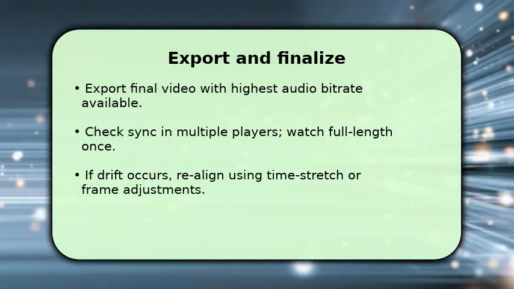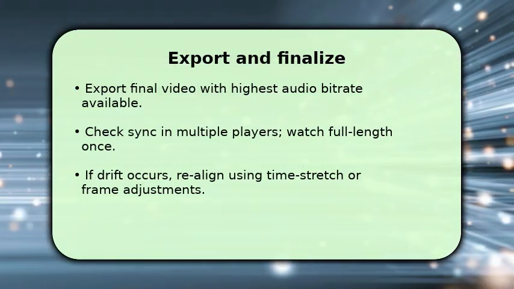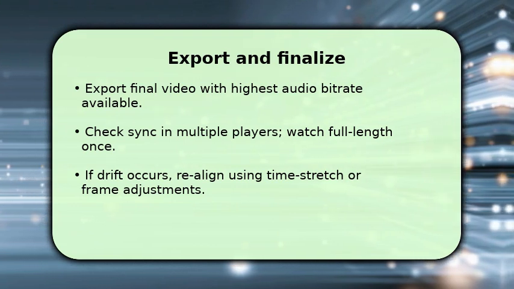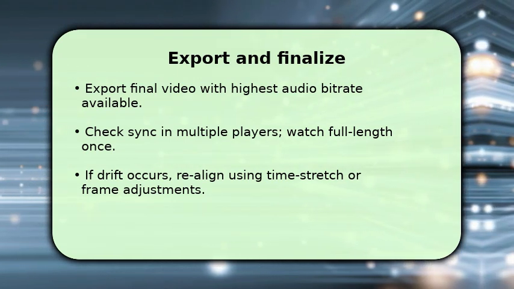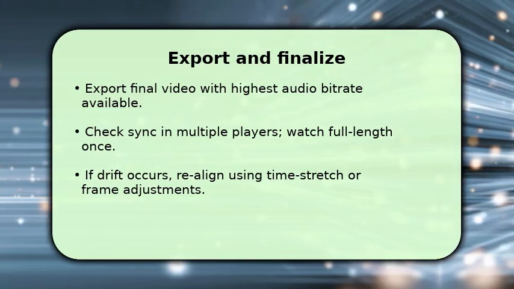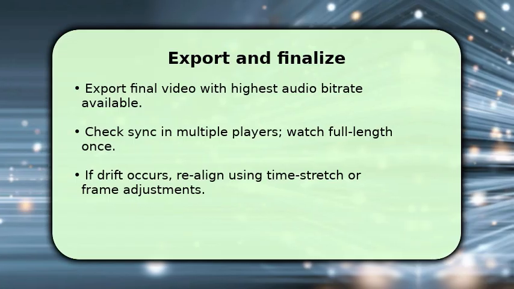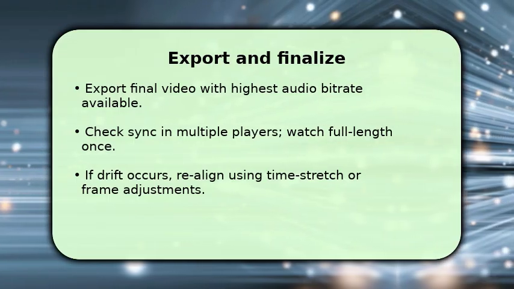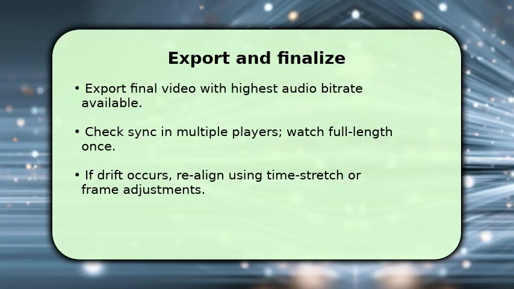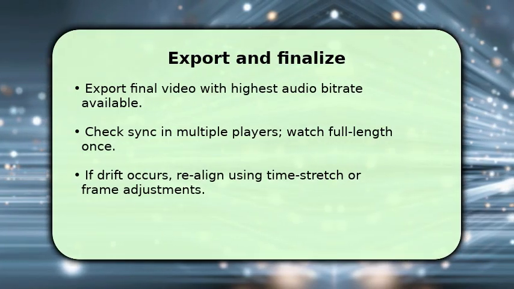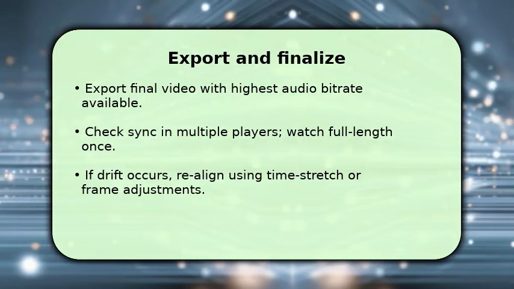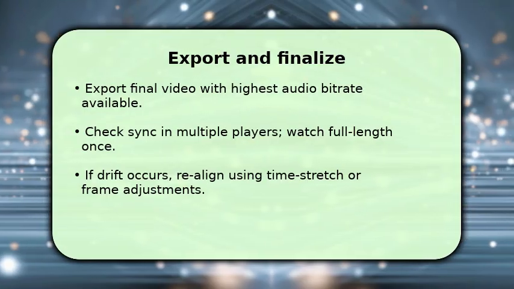To finish, export the video using the highest audio bitrate your platform supports. Choose AAC 320 kbps or WAV if possible, and remux with the original video track. Once exported, play the full-length file in 2 different players to confirm sync and check for pops or level jumps. If you see drift, return to the editor and use small time stretch adjustments or shift audio by frames to correct it. If problems persist, re-import a clean copy and repeat alignment. That usually fixes persistent sync issues.